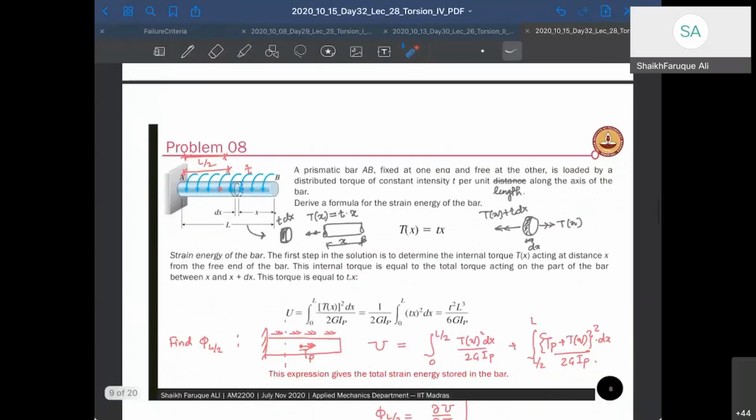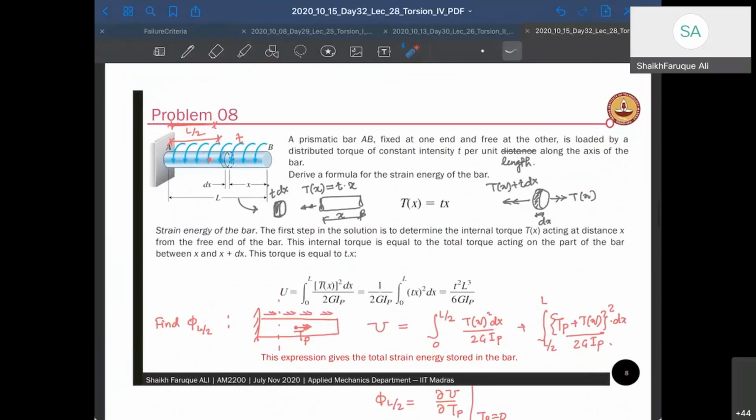Right, so let's go to the next problem. The next problem is we have again a rod, a shaft, and there is a UDL sort of thing, so a uniformly distributed torque all through its surface. You have to first find the strain energy here, and then you can find the deformation at this point. We want the twist at point C, which is at L by 2. How do you do it?